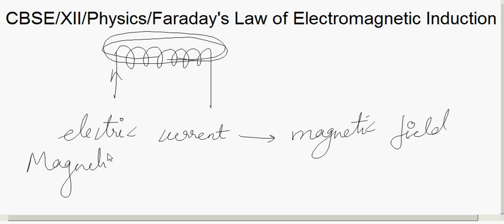Magnetism can be created by means of an electric current.